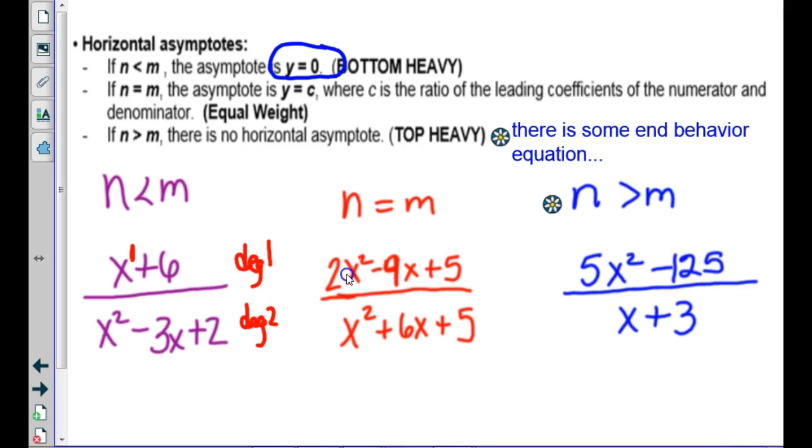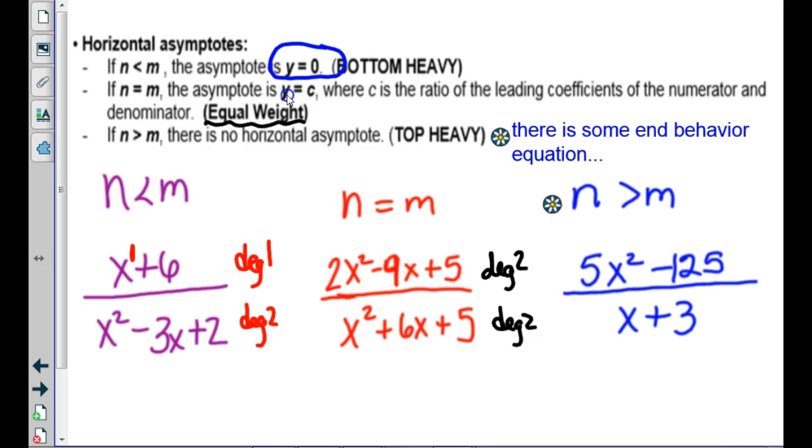All right. This one is degree what on top? Degree 2. On the bottom we have degree 2. That's what's called equal weight. When they're equal on the top and the bottom, if we put in 100,000, a really big number, and we square it and then we divide it by the same squared thing, all the rest of this is going to fade away into nothingness, and you're going to end up with the leading coefficient over the leading coefficient.